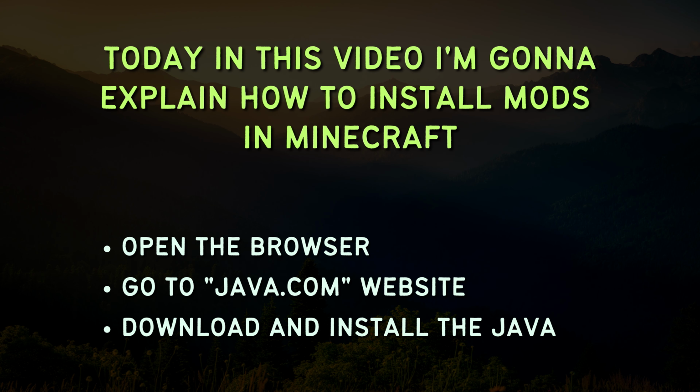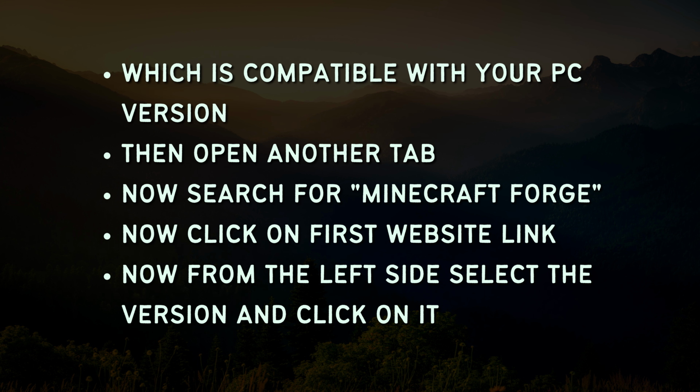Today in this video, I'm gonna explain how to install mods in Minecraft. Open the browser, go to java.com website, download and install the Java, which is compatible with your PC version. Then open another tab. Now search for Minecraft Forge. Now click on first website link.